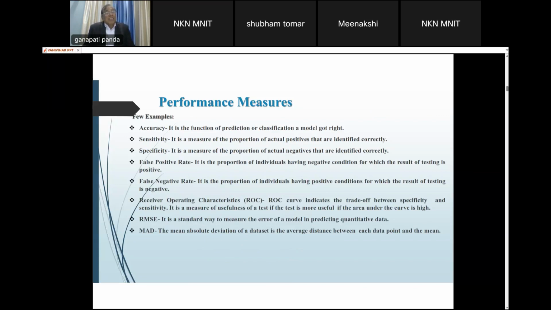You have to find the sensitivity. You have to find the specificity. Then you have to find the false positive rate. You have to find the false negative rate. Then the ROC curve, and therefrom you will find the area under the curve, AUC, root mean square error, mean absolute deviation. So these are the various performance measures. When you compare, you can find out of the two methods which method is better than the other.